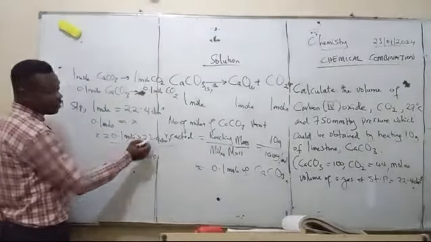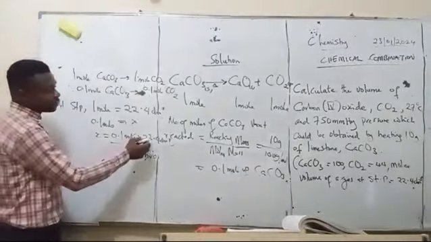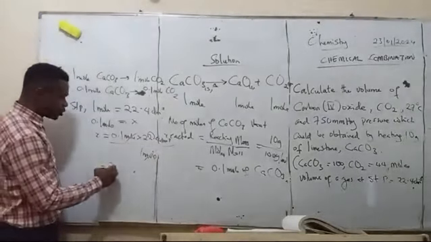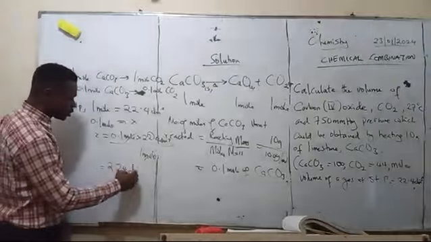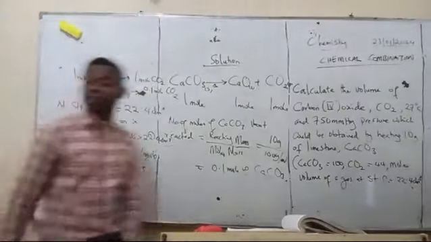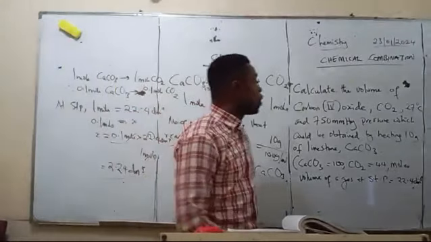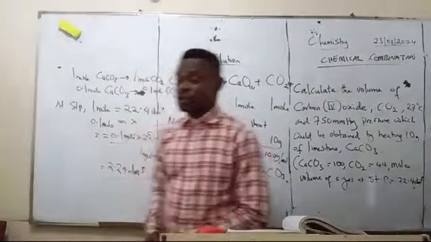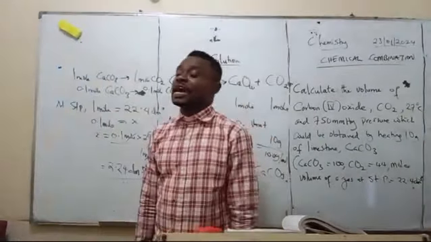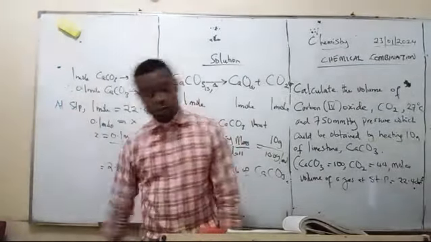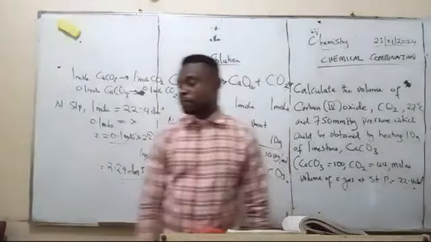There will be decimal movement because of 0.1, from here to here. So the answer is 2.24 dm cube. So 2.24 dm cube of carbon dioxide will be liberated when 10 grams of calcium carbonate is heated. So the answer is 2.24 dm cube.